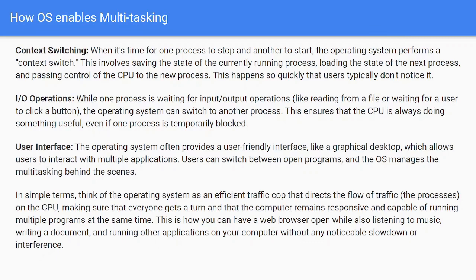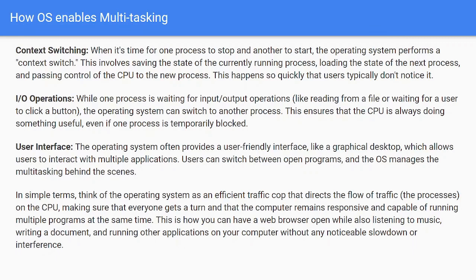You understand? So once there is a need, maybe it needs an input/output operation, it wants to read from a file or is waiting for a user to type something or click a button, it switches to another process. You get, it switches to another process. Then we have the user interface. The operating system often provides a user-friendly interface like a graphical desktop, which allows users to interact with multiple applications. Users can switch between open programs and the OS manages the multitasking behind the scenes.